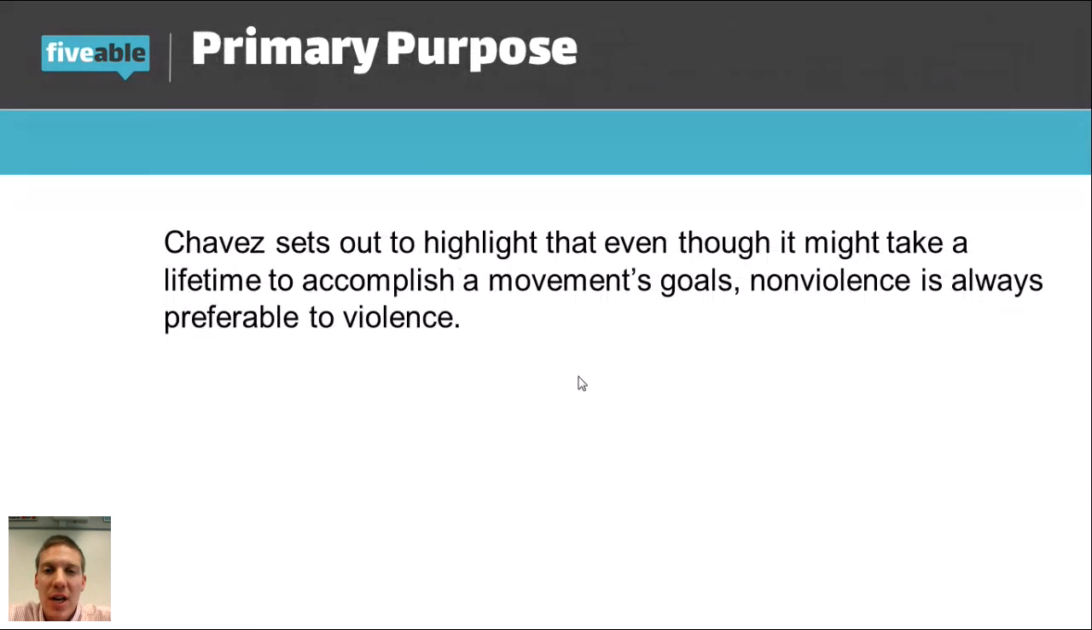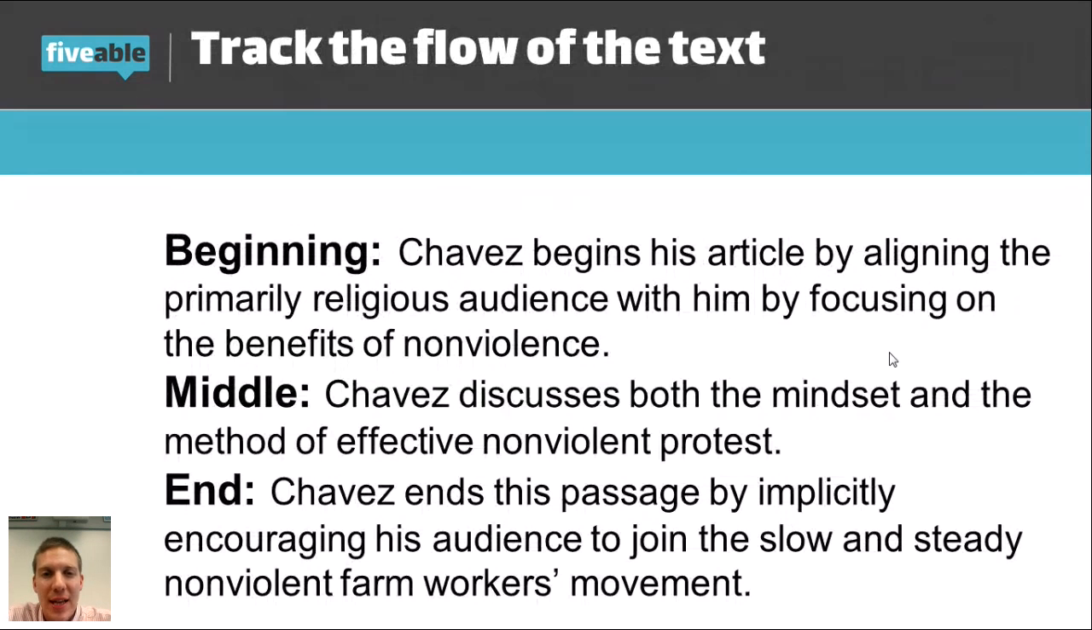Chavez sets out to highlight that even though it might take a lifetime to accomplish a movement's goals, nonviolence is always preferable to violence. Essentially, that's the key. More than the farm workers movement actually, right, was nonviolence versus violence. Clearly, nonviolence is the winner, according to Chavez. So let's track this one more time. That's actually my last thought here tonight.